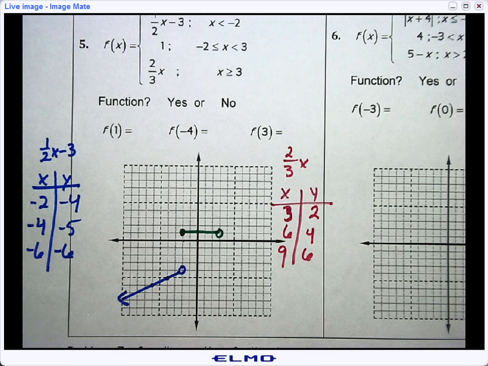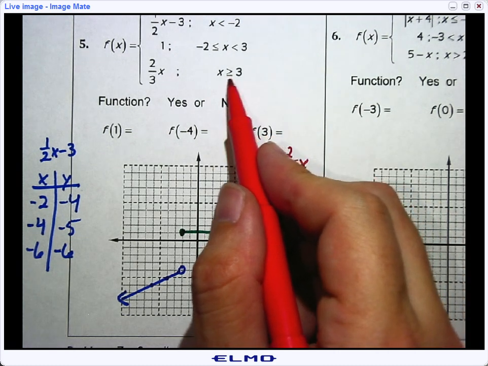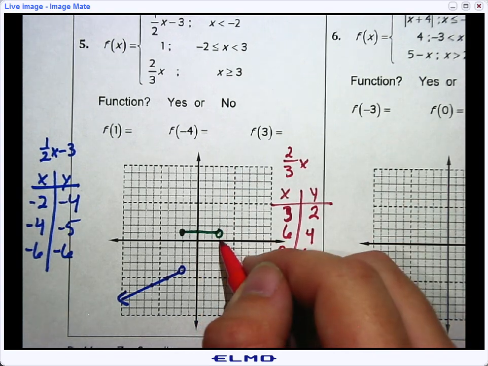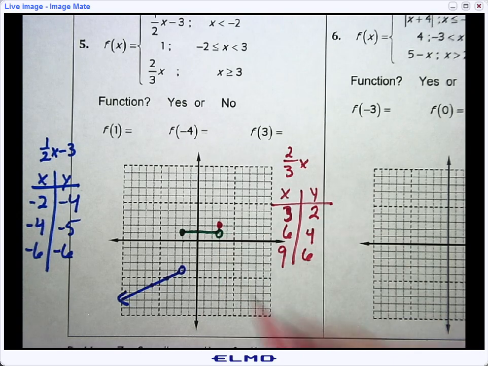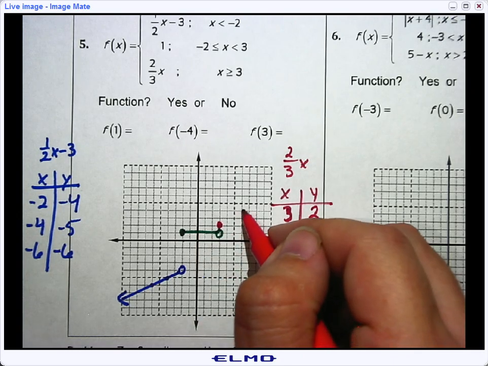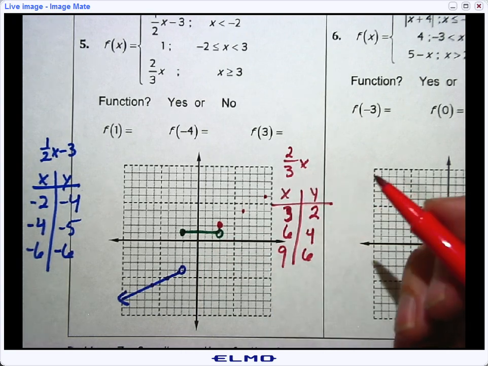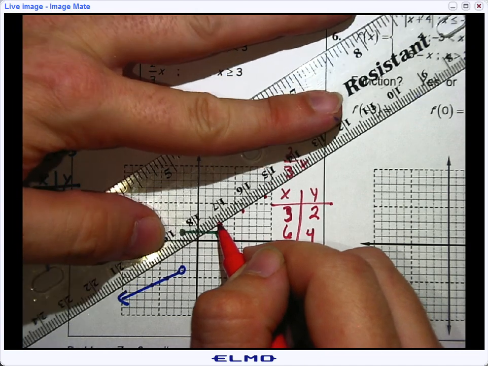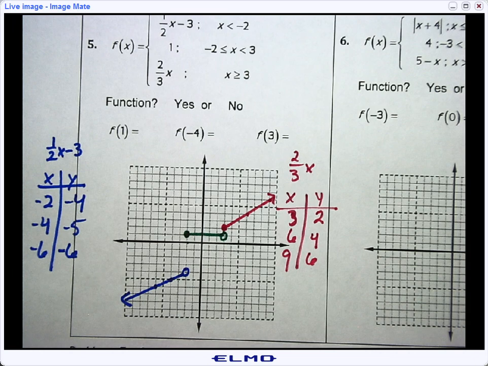And then the last part, once again, I have a greater than or equal to, so I'm going to have a closed circle at this point, 3, 2. So over 3, up 2. So I'll have a closed circle right there. 6, 4 is going to be here. And then 9, 6 is going to be here. So your graph would take off like that.